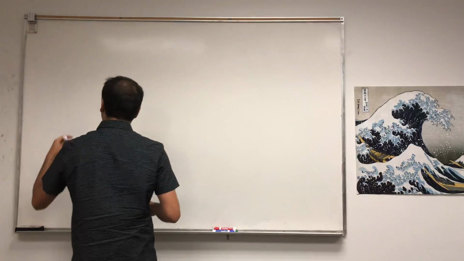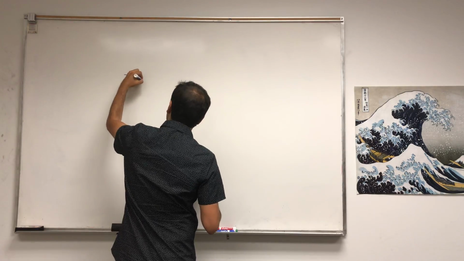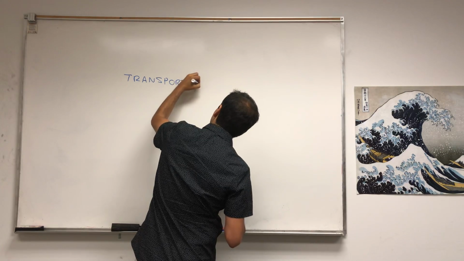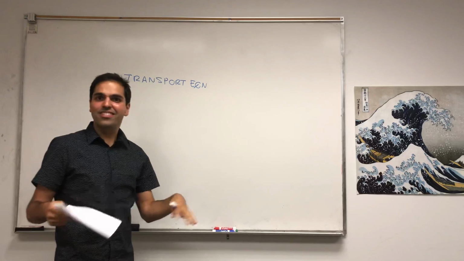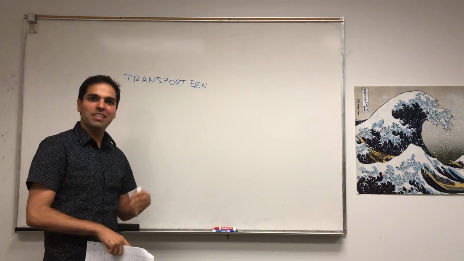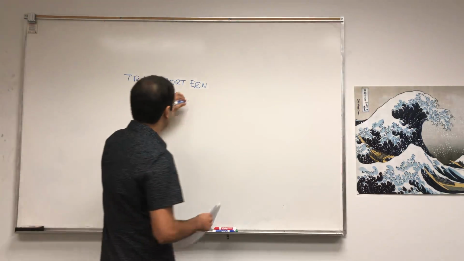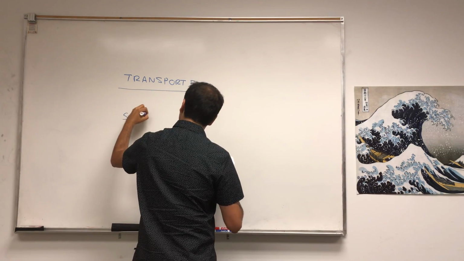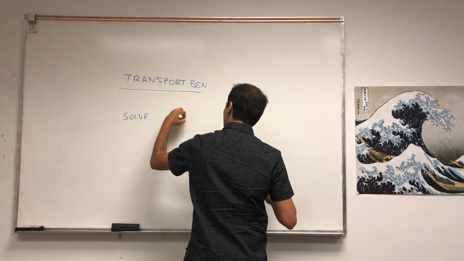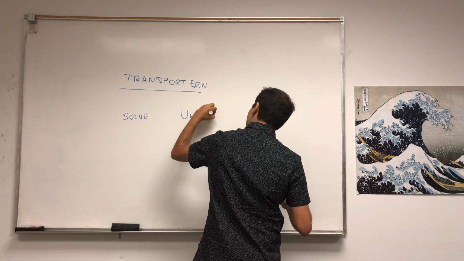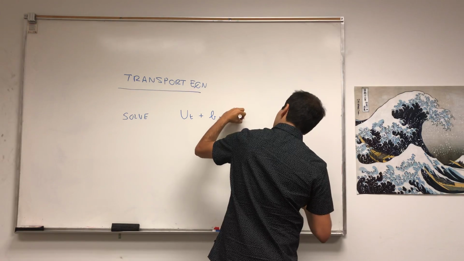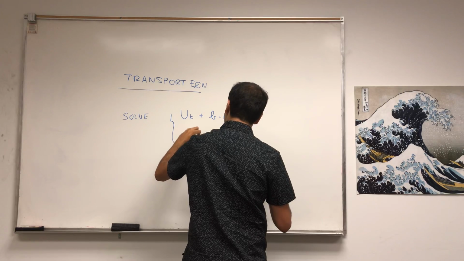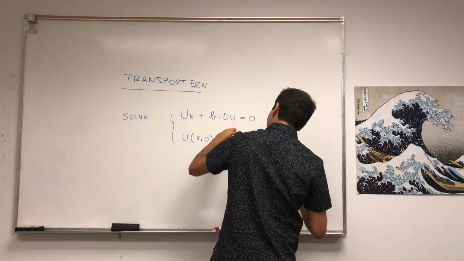So today's goal is to solve what's called the transport equation. At this point, it's not clear why it's called the transport equation, but you'll see later that when you see the solution, you'll be like, of course it's a transport equation. It's given as follows. Our goal is to solve the following PDE: u_t plus b dot Du equals 0, and u of x, 0 equals g of x.